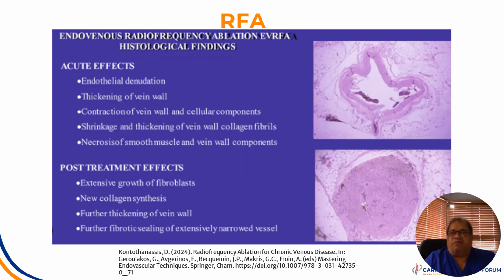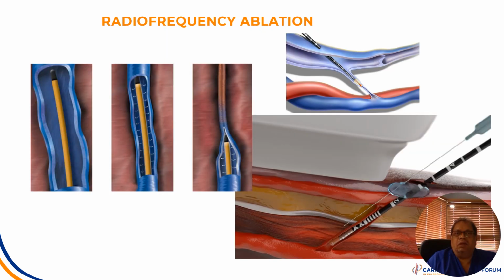For the proponents of radiofrequency ablation, heat generated by the catheter leads to damage of the vein wall, followed by collagen synthesis and eventual fibrotic sealing. This slide depicts this. Not to be outdone, the radiofrequency manufacturers have devised a new catheter which has an active 0.5 centimeter tip that can be used for obliteration of pathologic perforators.